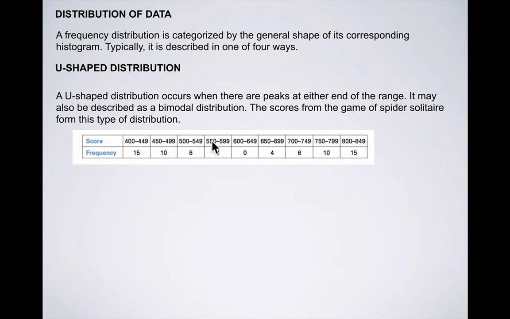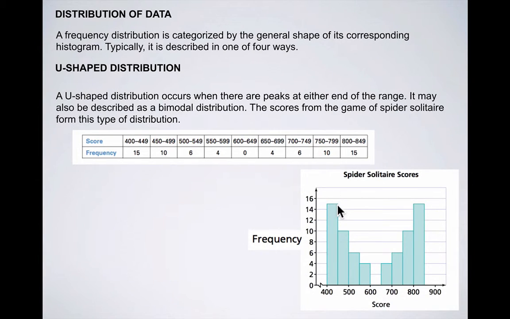And so if we take a look at the scores of a game of Spider Solitaire, on the low end, you have a larger frequency of certain scores in the range of 400 to 449. Then as you move up these classes up to 800 to 849, you'll notice that the frequency begins to drop, hits zero at the middle range here, and then starts to increase again. So when you graph this, you get a U-shaped distribution.